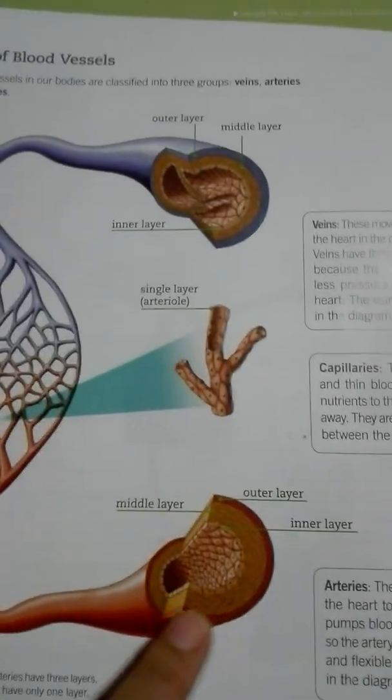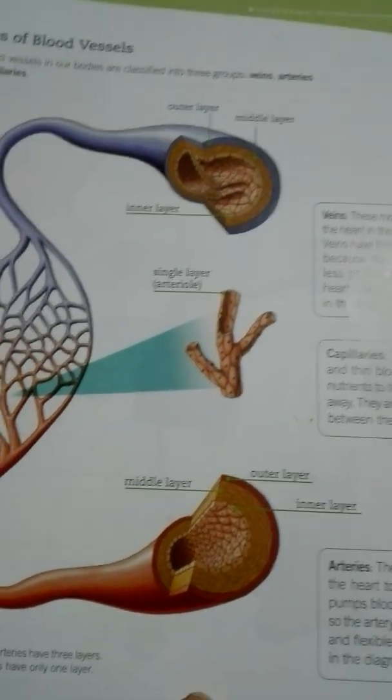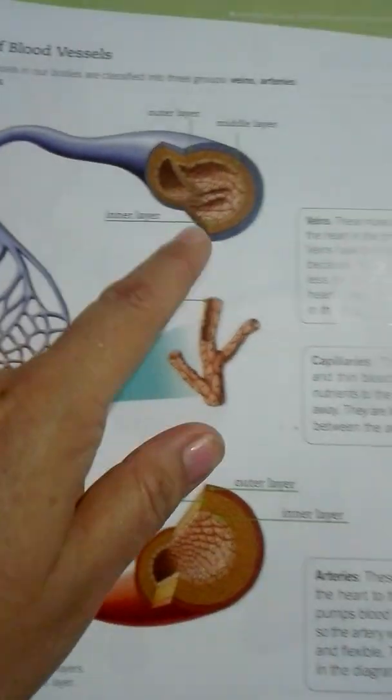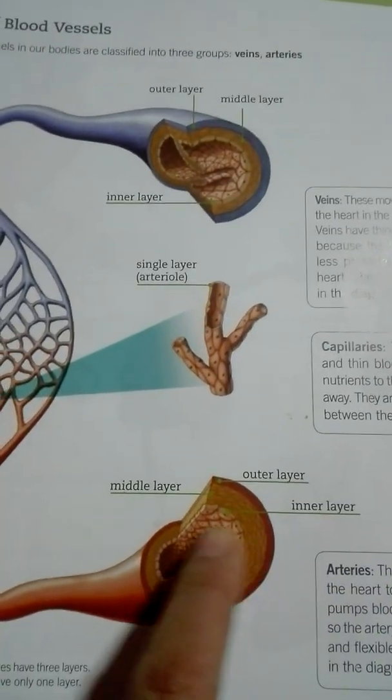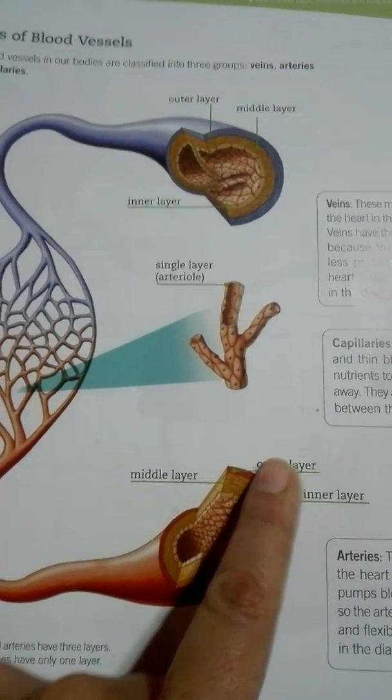So in this case, these are called arteries. Estas rojas que ustedes ven acá son las arterias. And they are composed, like the other ones, of 3 layers. The middle layer, the outer layer, and the inner layer. Okay? Igualmente como las anteriores.